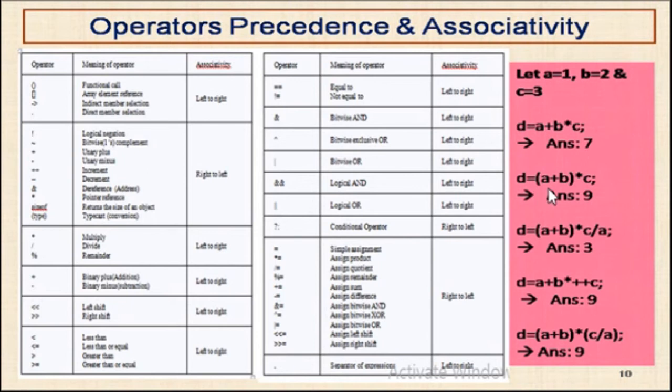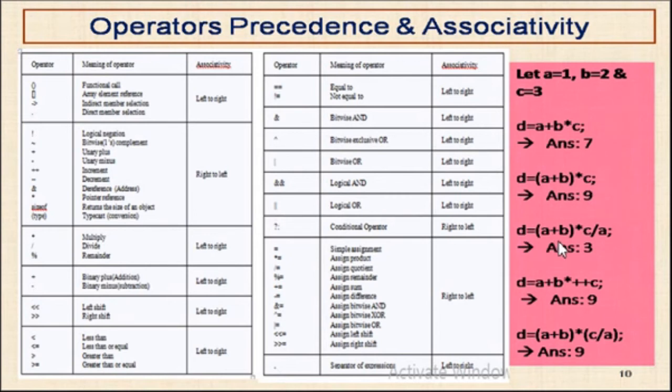The next example, within brackets, A plus B, star C. Here brackets have the highest priority when compared to star. So the expression within the brackets will be executed first. A plus B, 1 plus 2, so 3. Then 3 into C, 3 into 3, 9.